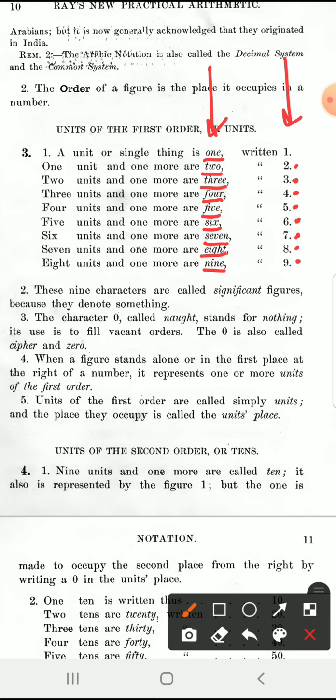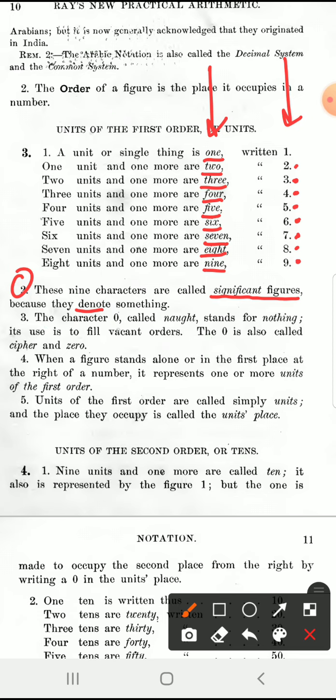Let's move on to point number 2. These 9 characters are called significant figures because they denote or signify something. To understand this point, it's helpful to first study the next point, point number 3.